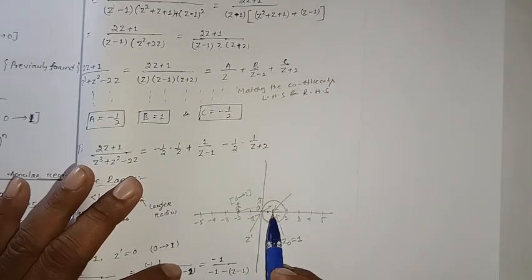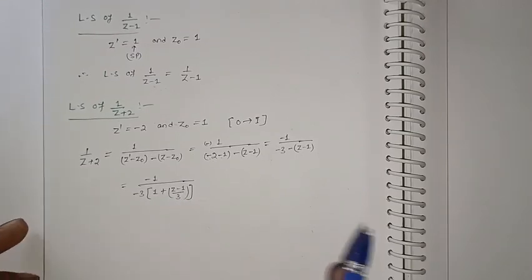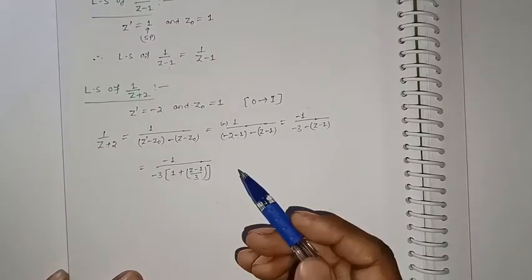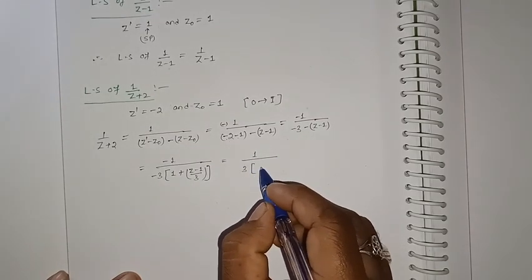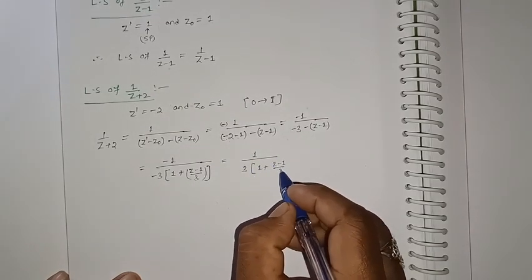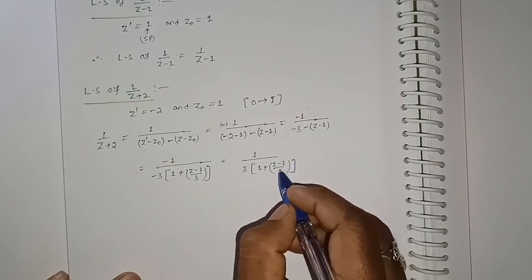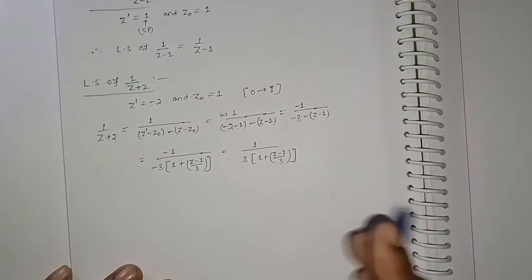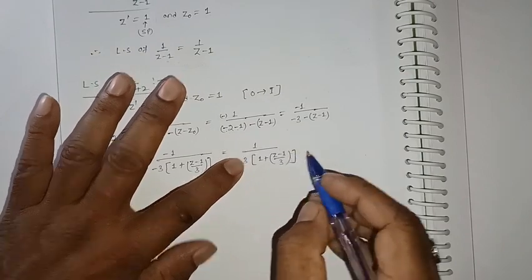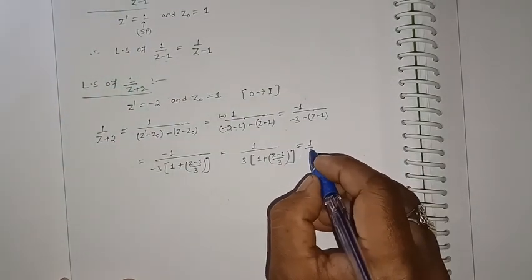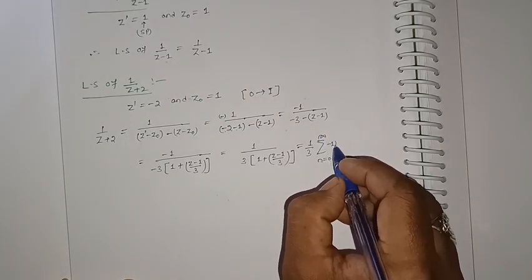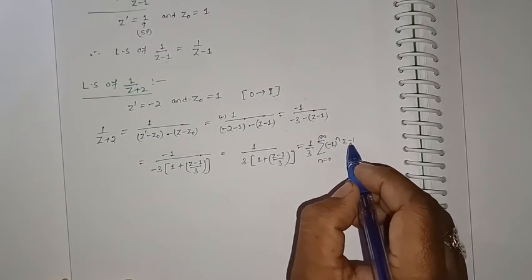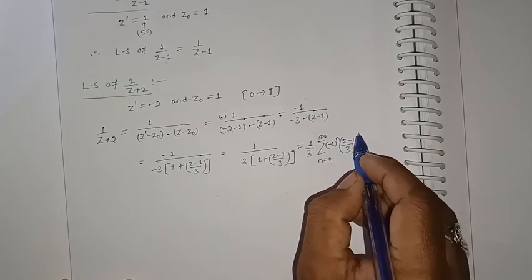Suppose you are going to take 1.5. This point 1.5, 1.5 minus 1 is how much? 0.5 by 3, less than 1. Here we found 1 by 3 into 1 plus z minus 1 by 3. So as z minus 1 by 3 is always less than 1 in that region, the Laurent series of this one will be how much? Already 1 by 3 is there. This will be summation over n equal to 0 to infinity, minus 1 to the n, z minus 1 by 3 to the power n.